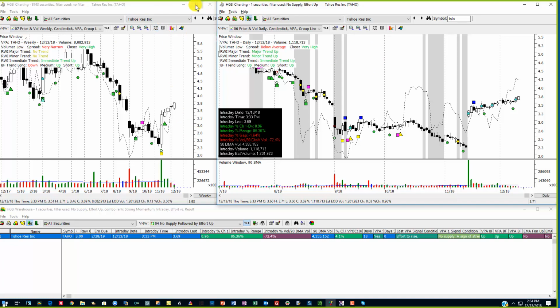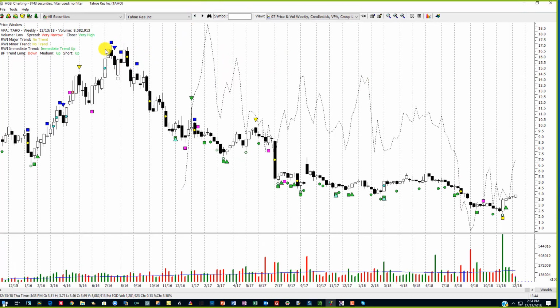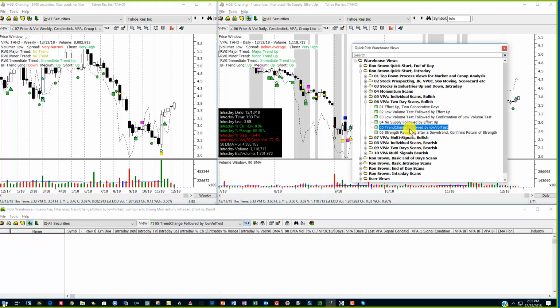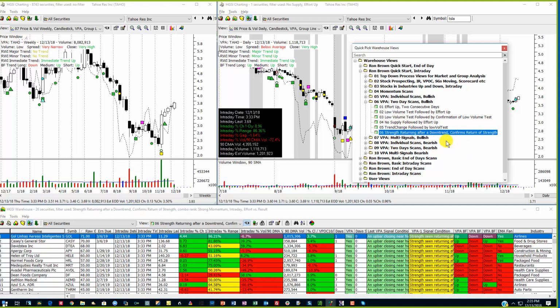Let's take a look at the longer term on this. Well, it was back in July of, what is that, 16? Been quite a while. It was a $15 stock. And it's been a terrible stock since then. But you can flip through these very quickly. Nothing here either. Strength seen returning after a downtrend confirms return of strength, and there's 26 of these today.